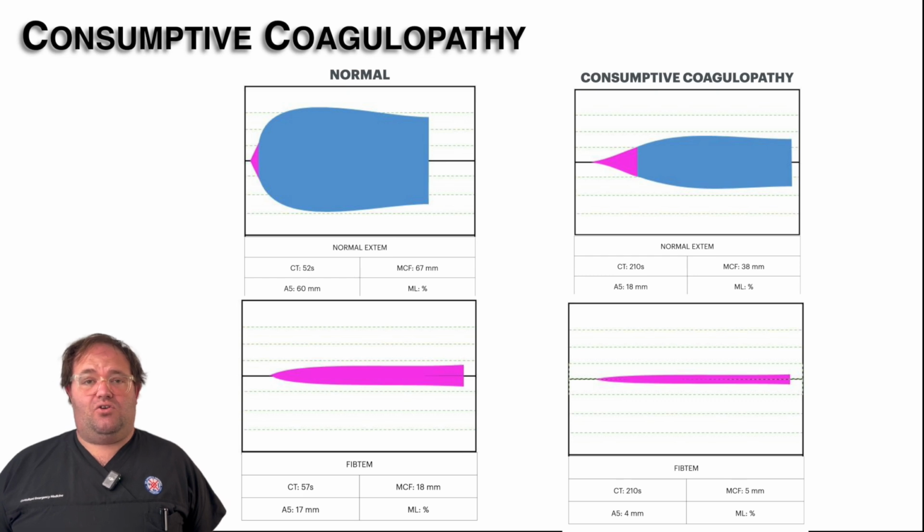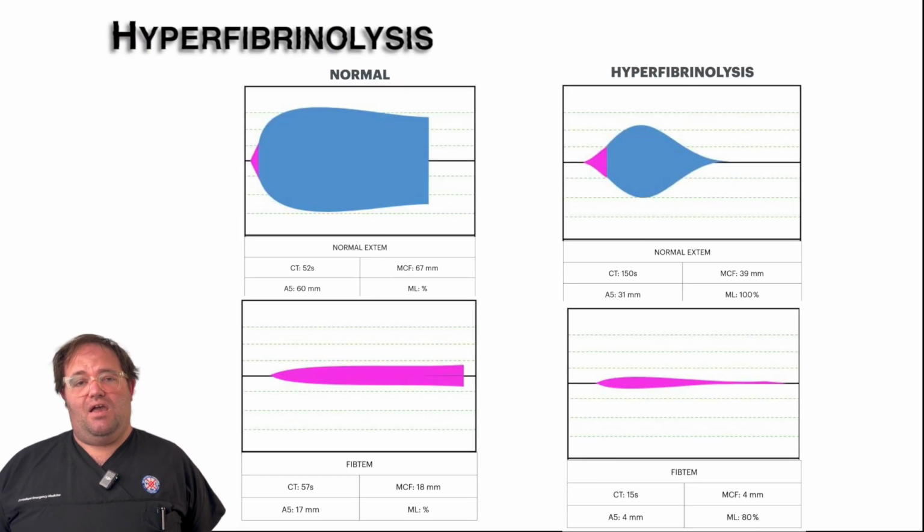They may need coagulation factors given. And thirdly is hyperfibrinolysis. They may have a normal graph with a clotting time and A5 in XTEM and FibTEM, but display an increased maximum lysis, and they require tranexamic acid. Now let's go on to our take-home points.